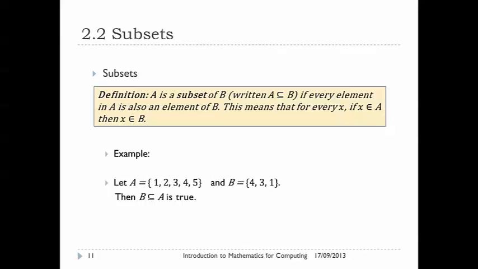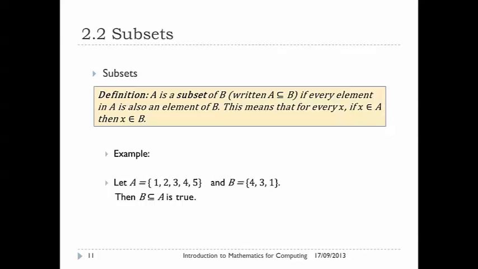So for example, if we let A be the set of numbers 1, 2, 3, 4 and 5, and if B is the set of numbers 4, 3 and 1, then B is a subset of A is true. And the reason this is true is, if we look at each of the elements of B, starting with the number 4, we can check to see if that element is also in A. The number 4 is in B, and it's also in A. The number 3 is in B, and it also is in A too. The number 1 is an element of B, and the number 1 is also an element of A. So in this case, we can see that B is a subset of A.